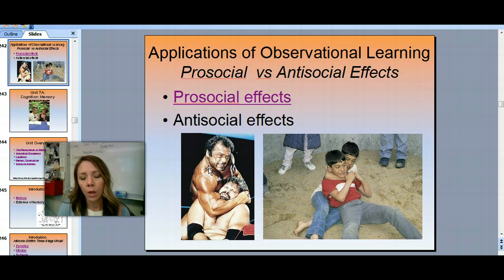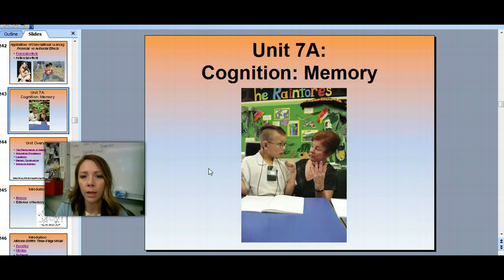Hopefully you reviewed that. Next one, we're going to go into cognition and memory, looking at how we can change our learning forever, right? So remembering that we learned something.